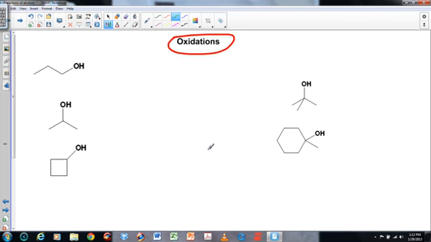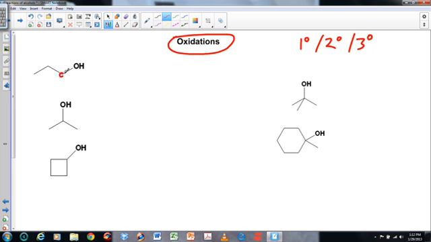Now, oxidations are the other sort of reaction. And to help answer this, I need to go through with you one concept, and that's the concept of primary, secondary, and tertiary alcohols. Alright? So let's take a look at this guy to explain it. This guy is CH3, CH2, CH2OH.